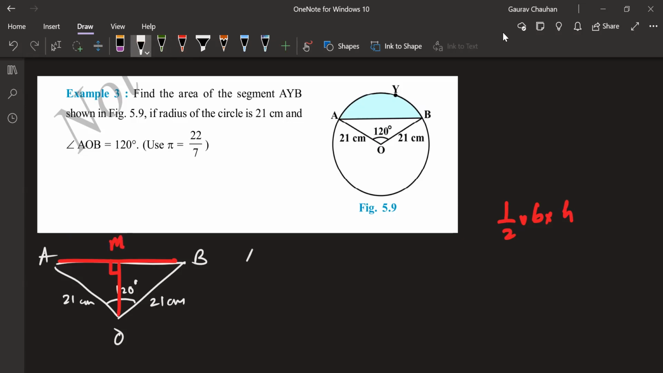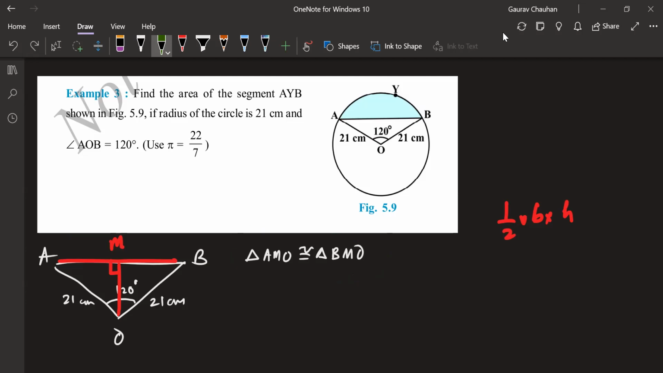Can I show that triangle AMO is congruent to triangle BMO? How can I show that? RHS, yeah. Right angle, hypotenuse, and side common. Or you can also take this side. Actually, SSS also you can do. So many methods of showing this. Everyone okay with this? Now these two triangles are congruent.